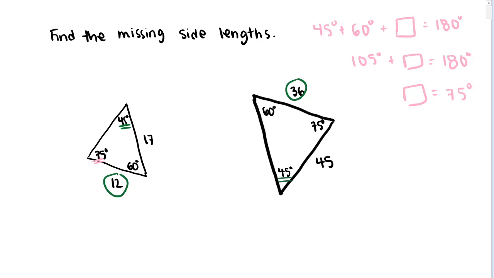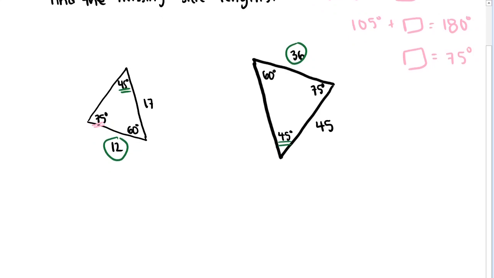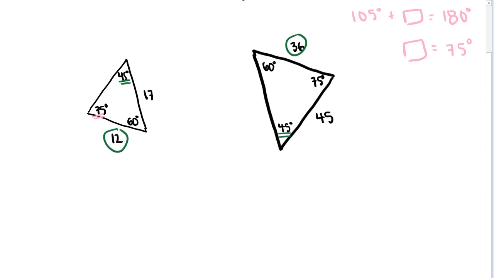And so these are corresponding side lengths, and the idea behind similar triangles says that if we take the ratio of these two side lengths, we're going to get the same ratio as if we take any other pair of corresponding side lengths. So we get 12 over 36, and that's the same as 1/3.